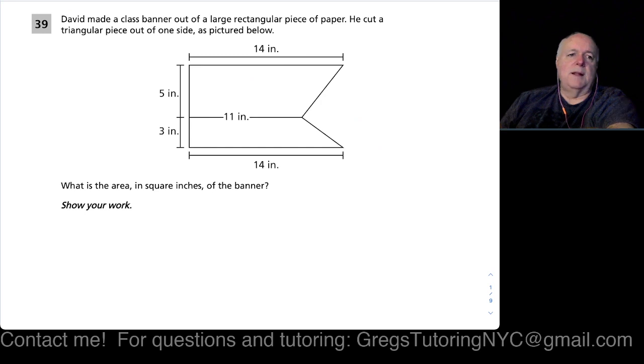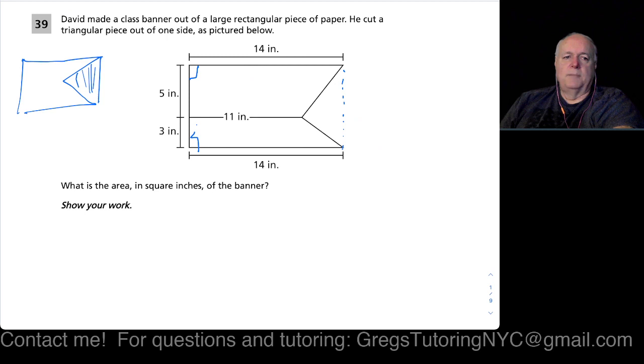So David made a class banner. Okay, so this is a banner, right? If we have a flaggy thing. So we have a banner out of a large rectangular piece of paper. So originally it was a rectangle and he cut this part out. Okay. In fact, it says that. He cut out the triangle piece on the one side as pictured below. So it originally was a rectangle here. So we can go and do that assumption. This was a right angle, and this was a right angle. Okay, as pictured below. What is the area in square inches of the banner?